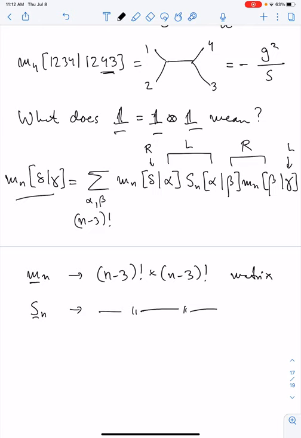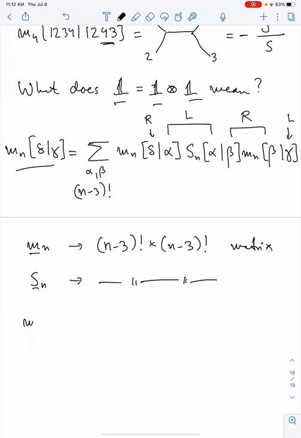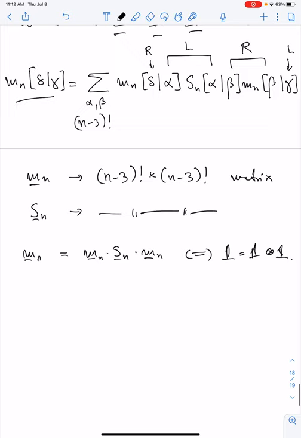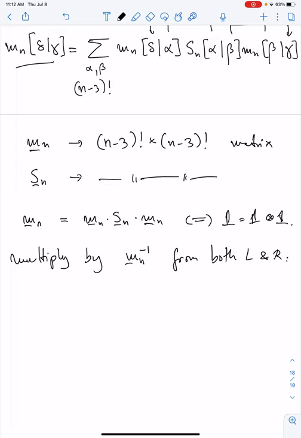So that means I can write the above identity in a very compact form using matrix multiplication as the Mn matrix equal to the Mn matrix times Sn matrix times Mn matrix. This is equivalent to saying that 1 is equal to 1 times 1. But now, of course, it's very suggestive to multiply from the left and the right by the Mn inverse. And if I do so, then I'll find that the Mn's on the left and the right that multiply the Sn cancel, and I'm left with the statement that the kernel matrix is equal to simply the inverse of an (n minus 3) factorial by (n minus 3) factorial matrix.